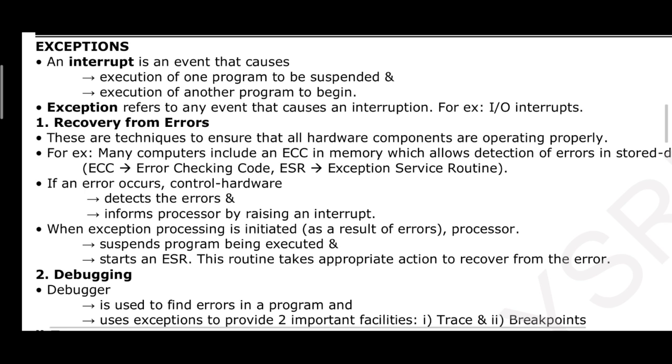Next is the exception, which refers to any event that causes an interruption, and which is generally called an exception. Normally these exceptions can also be caused by software, whereas interrupts are caused by hardware devices. Exceptions are mostly termed software interrupts, since they basically refer to the execution of the program. So recovery from error is one category of exception.